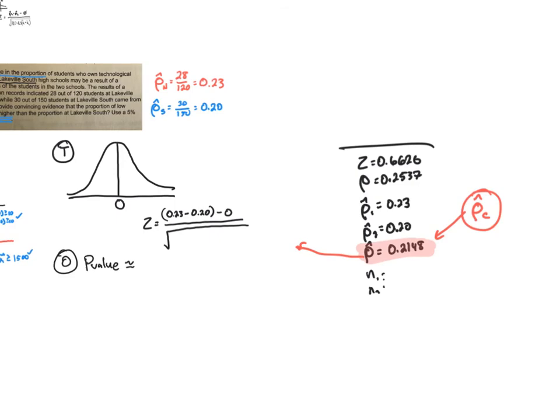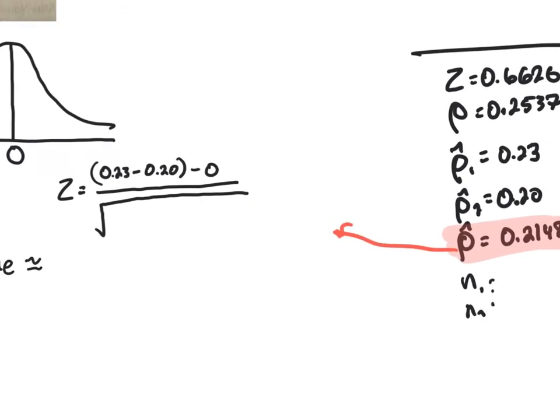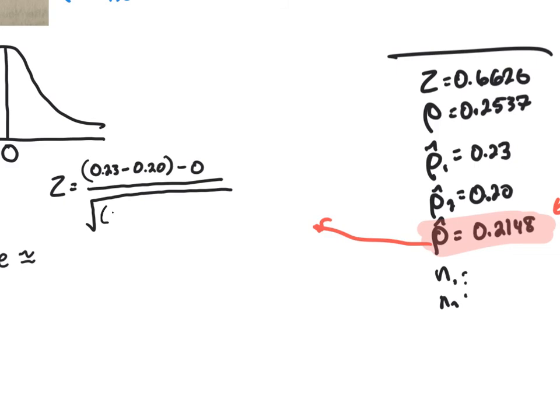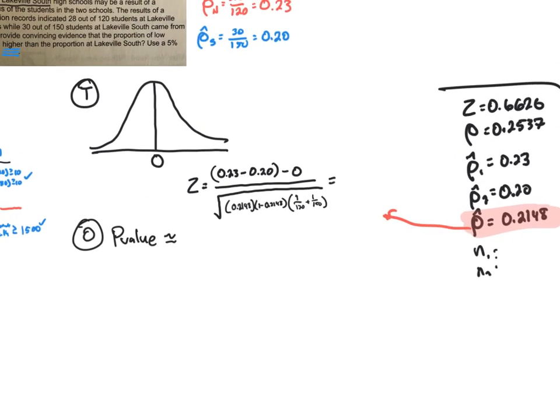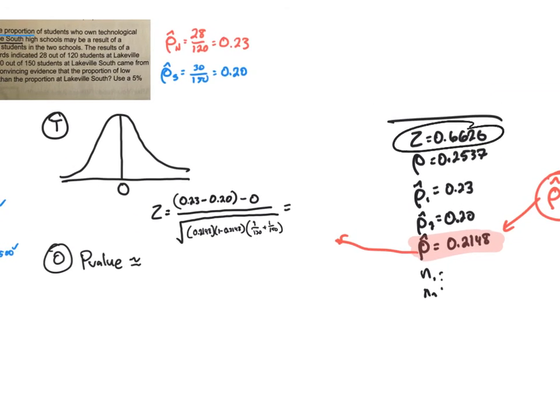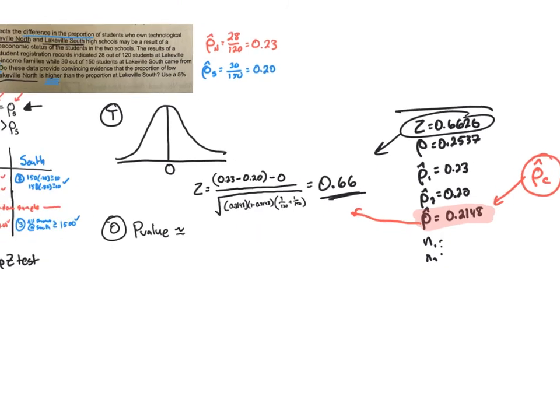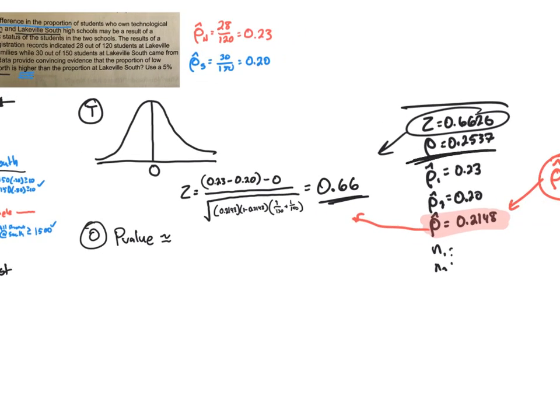So I'm going to go based on the formula and this combined value. I'm going to say 0.2148 times 1 minus 0.2148, as if I'm going to calculate that out, times 1 over N1, which was 120, plus 1 over N2, which was 150, and I'm going to close that out. Now check that out. Equals z value, there it is, 0.66. Done, right? Check that out. All right, let's now get the p-value. The p-value is literally listed under the z-value every time. 0.2537 is what that is, okay?